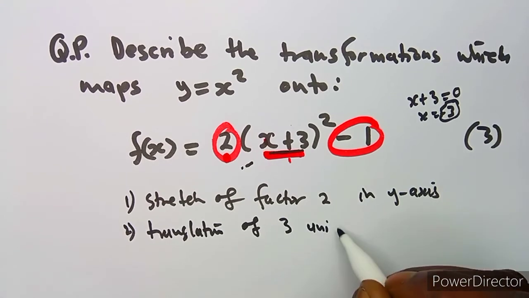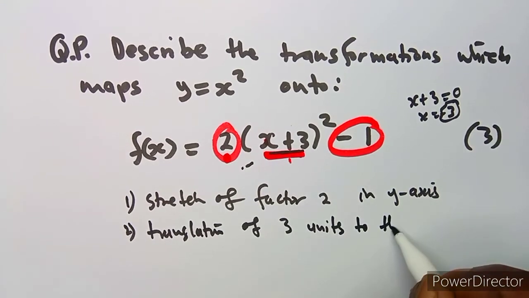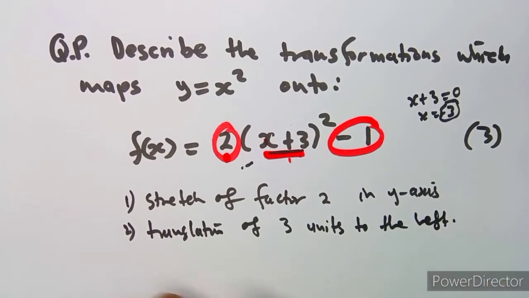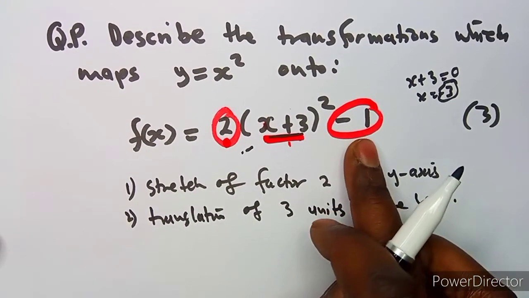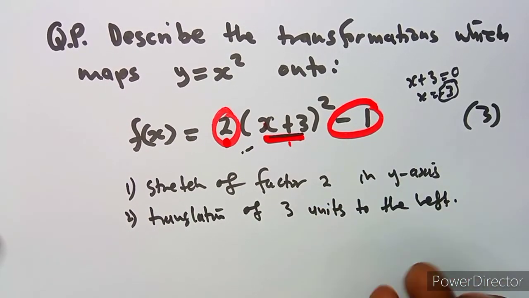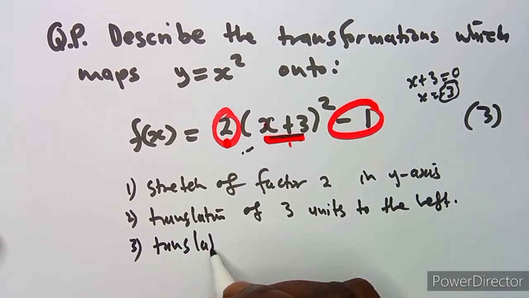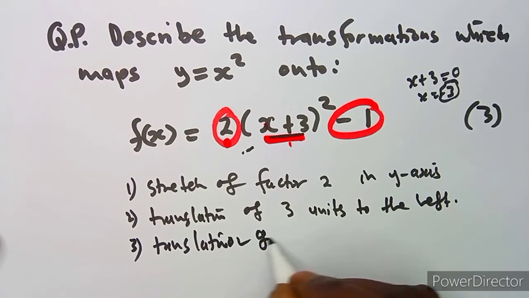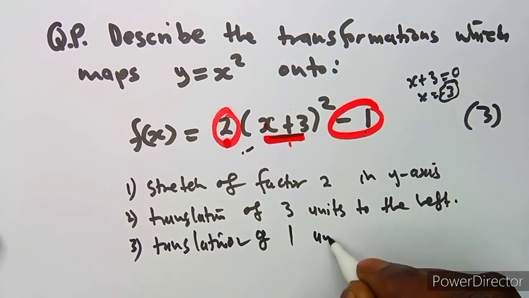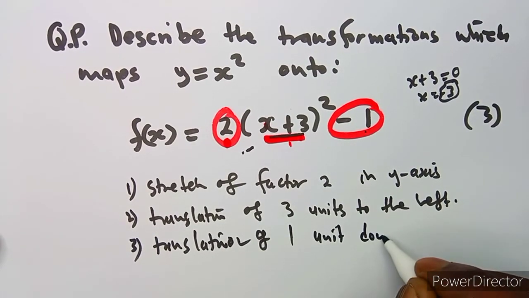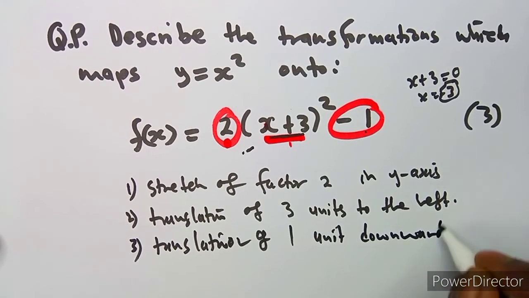That is 3 units to the left, because it's going to give us a negative. And this one is a negative, but it's added to the function, which means it's going down. So this is a translation of 1 unit downwards. All right, it's going down, this one.